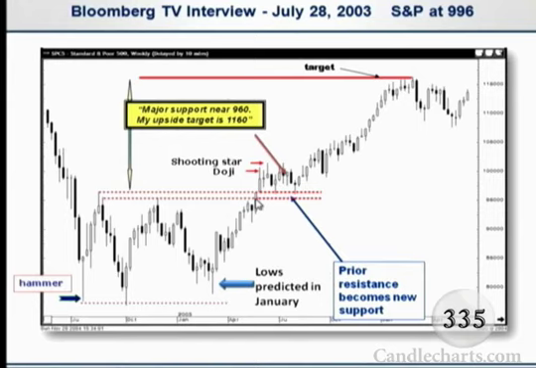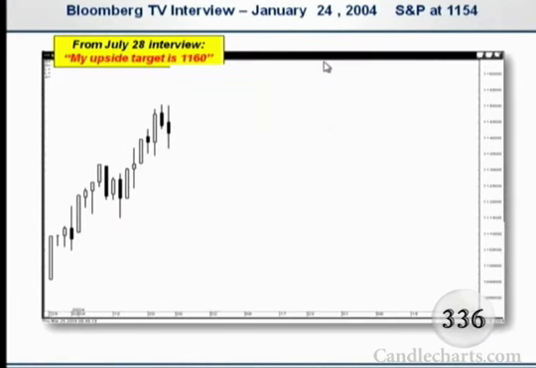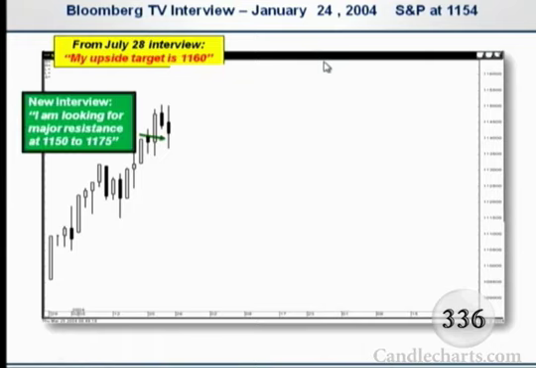So my interview was on this session here on July 28th. And the next time I was on Bloomberg was on January 24th as the market was approaching the target. So we're going to go to January 24th. At that time, the S&P was 1154. Remember, back months ago, my target was 1160 when the S&P was 996. And we're here.